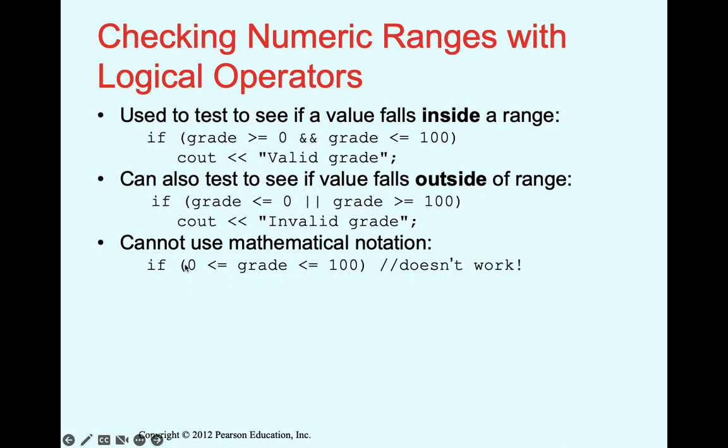Remember, in C++ you cannot write something like this: if 0 less than or equal to grade, which is less than or equal to 100. This does not work in C++. It works in Python, I think, and also works in mathematical notation, but does not work in C++. So in C++, if you want to write something like this, you have to write if grade is greater than or equal to 0 and grade is less than or equal to 100.